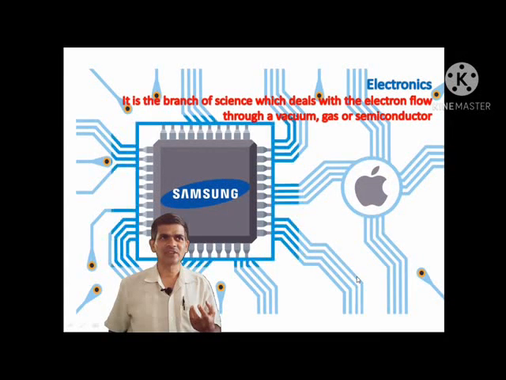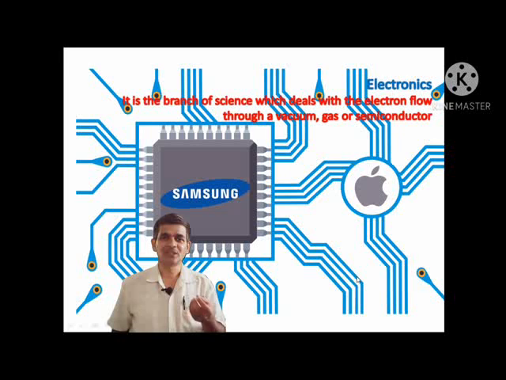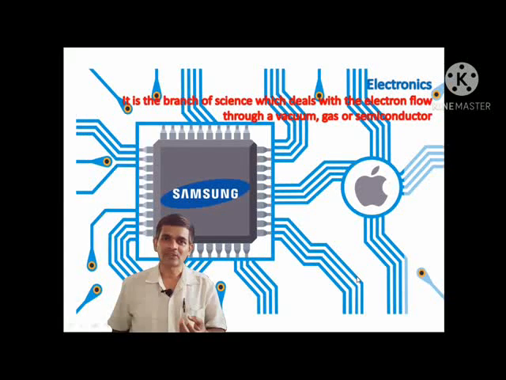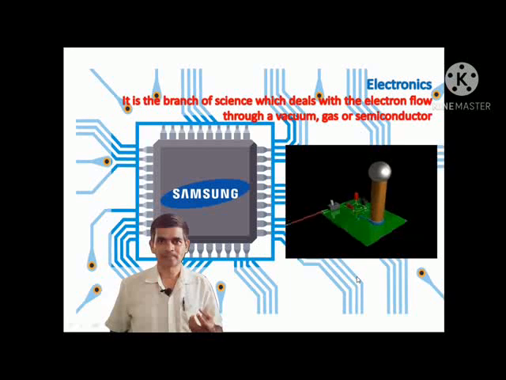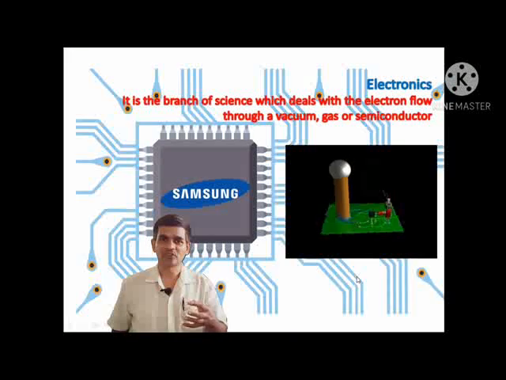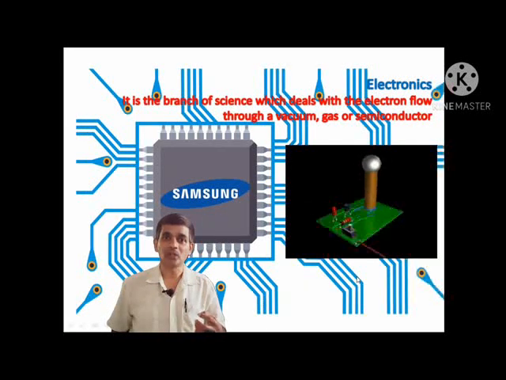Let us see first what is electronics. Electronics is a branch of science which deals with electron flow over a vacuum or gas or a semiconductor. Or I can say it is a controlled flow of electrons over a semiconductor. That particular branch is called electronics.